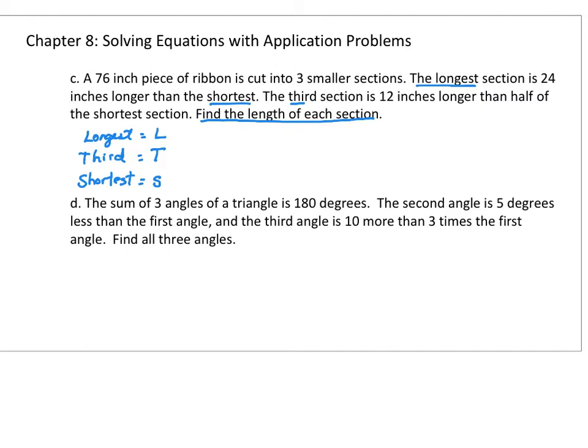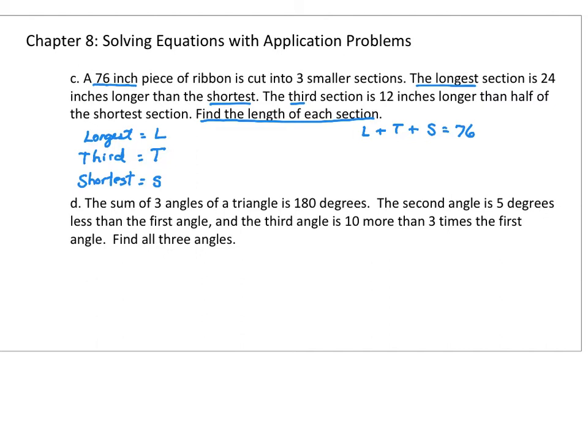Either way is okay. Now, originally, this ribbon was 76 inches long. So these 3 sections have to add up to 76 inches. So we know that L plus T plus S equals 76. Now, we have to read to see how they're related to each other so we can write an equation we can solve.